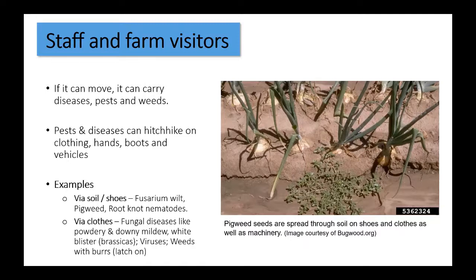And through this pathway, soil is a major form of spread. Soil on unwashed shoes or clothes can spread soil pathogens like fusarium wilt and root knot nematodes. Similarly, weeds like pigweed, like in the image on the screen, have small seeds that can actually be transported between paddocks in soil stuck on boots. And another example is viruses and fungi, often transmitted via contaminated clothing because they're quite contagious and spread through contact.